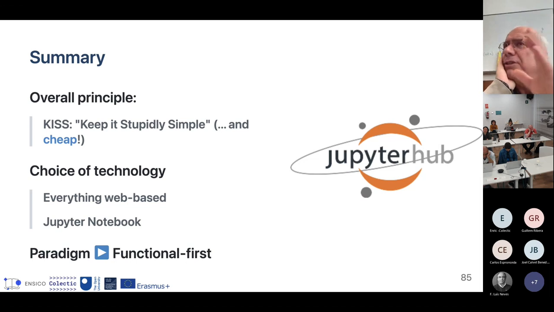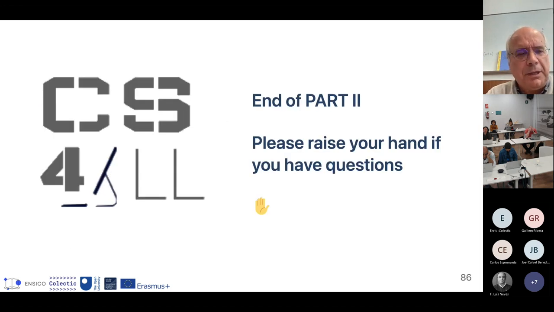Okay, eventually, of course, we go imperative, but these very early stages for this triangle to work need to be functional. So that's it. Thank you very much.